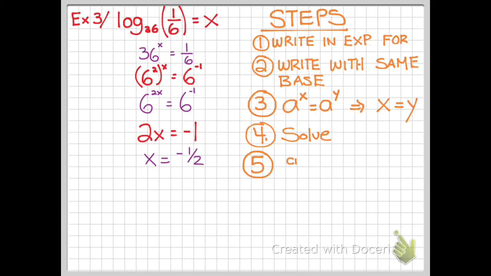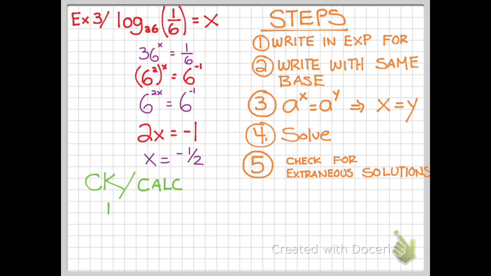Now I want to check for extraneous solutions. So to do that, I'm going to take -1/2 and plug it in up here. Well, now since this is already in log form, I would use your calculator to check this problem. So I'm going to go ahead and check using my calculator and plug in the natural log of 1/6 over the natural log of 36, the change of base formula. So when I plug that into the calculator, I get -0.5, which means that x equals -1/2 is a solution, and I'm done.